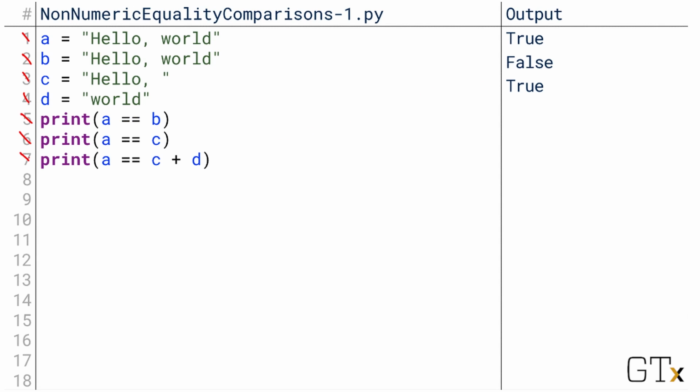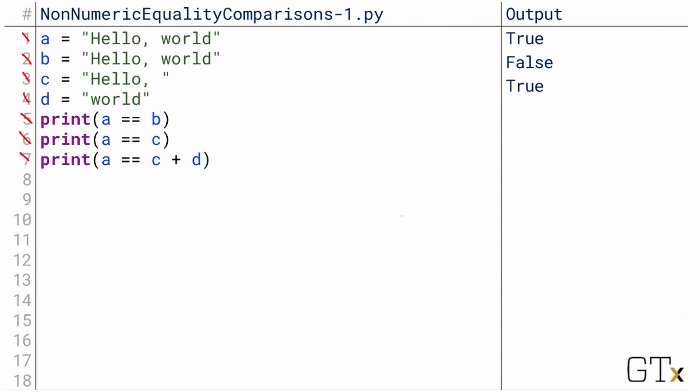Something interesting happens on line 7, though. As we'll see a little bit later, strings can be put together using a plus sign. So C plus D puts C and D together. C was the first half of hello world, D was the second half. And so when we ask, does A, which was the entire string hello world, equal C plus D, the answer is true, because after we put C and D together, it is the same as A.